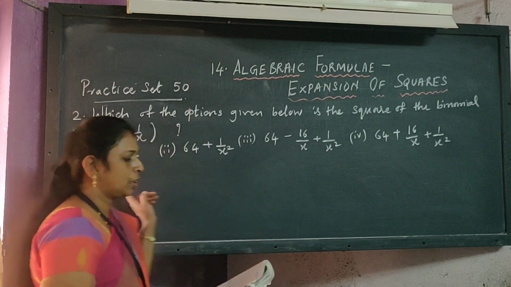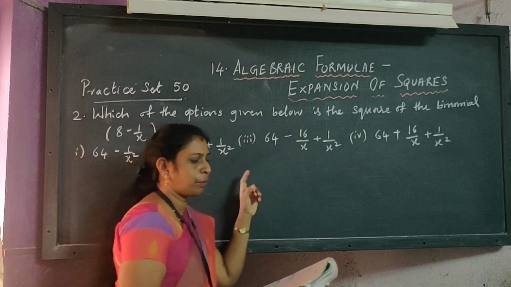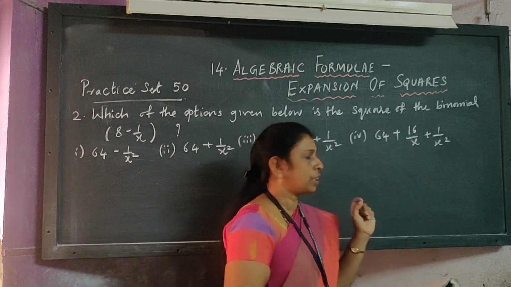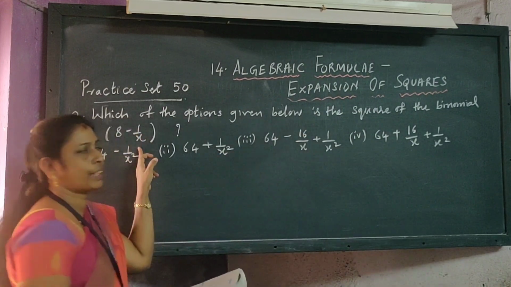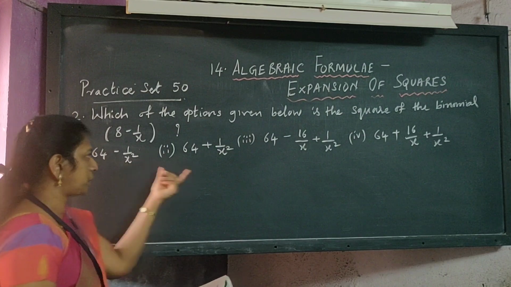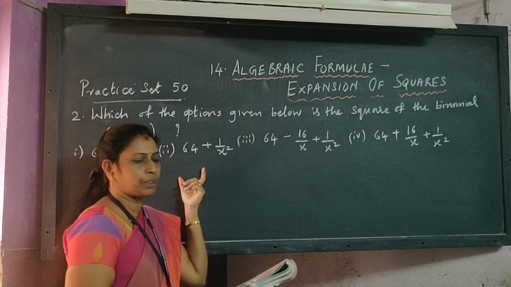Question number 2. Which of the options given below is the square of the binomial 8 minus 1 upon x? They are given 4 options. We have to find out which option is correct.